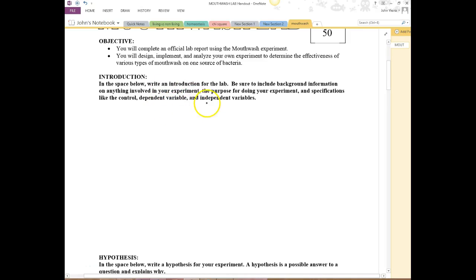In the introduction, you need to talk about the independent variable and the dependent variable. Okay? What was your control? You need to explain those things in this part. What was the independent variable that you were testing? What was it? These are the different types of mouthwash. You are going to put this in sentence and paragraph form.